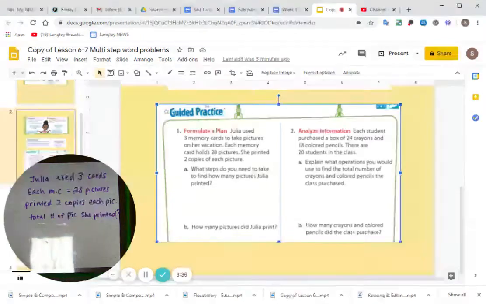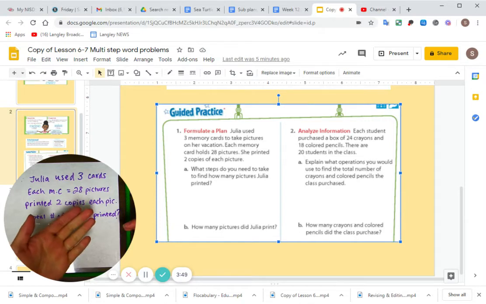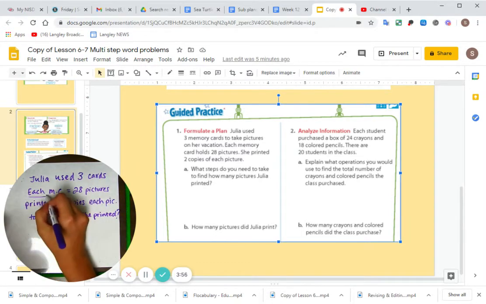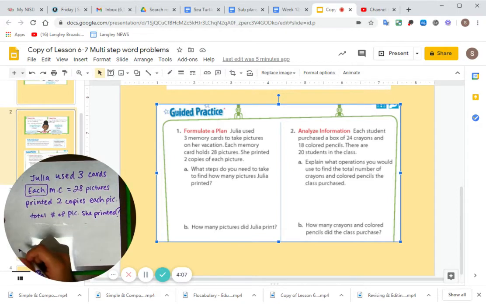So first, what would we need to figure out? Right, we would need to figure out how many total pictures did she take? If she used 3 of those memory cards and each memory card holds 28 pictures, how many pictures would that be? Well, we're going to have to do something there. What can we do to figure that out? Notice that there's a keyword here. This keyword is a signal for what operation? All right, if you said multiplication, you're correct.